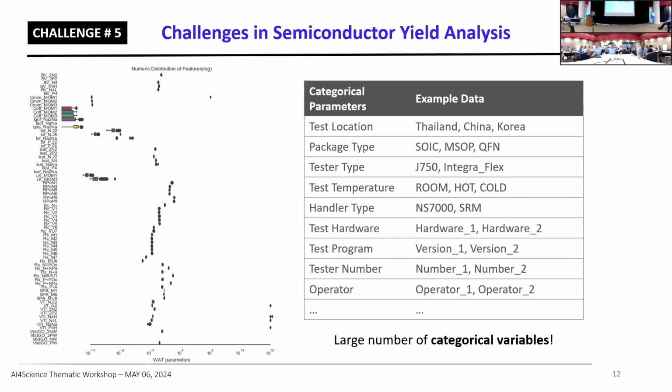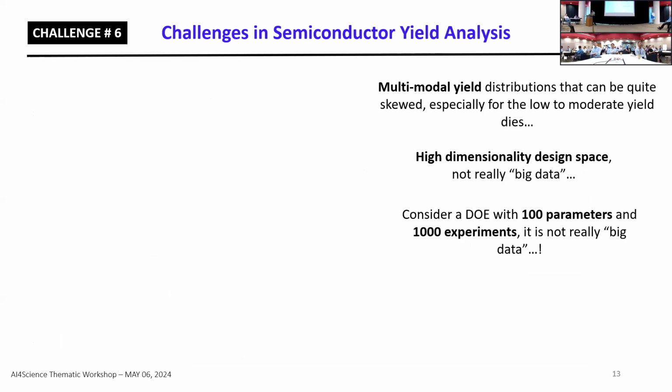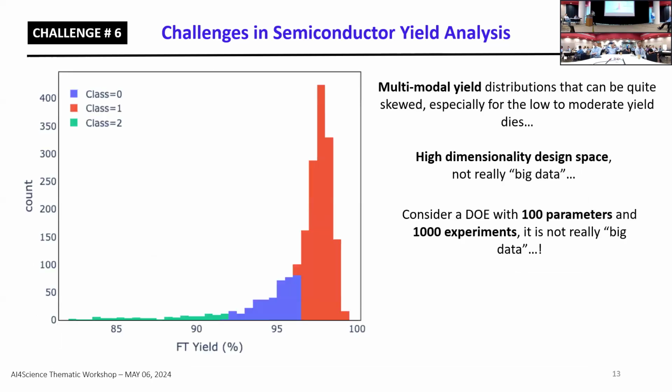And as I said, a lot of categorical variables which you also have to make sense of. Sometimes it will be these categorical variables that are causing your yield to be low. It's not the numerical aspects of it, but the categorical aspects of it, which also have to be made sense of in a proper way.